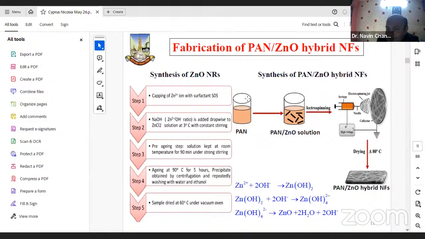After synthesizing this, we already have the PAN solution in our hand, 10% PAN solution. To that solution, we are adding zinc oxide nanorods, and the entire solution was stirred properly under ultrasonic cavitation technique for uniformity purpose. Then, keeping the solution in the syringe, once we apply the pressure, the solution gets pushed towards the needle, and it is drawn into fiber form. We dry this material at 80 degrees centigrade, and we have in our hand PAN zinc oxide hybrid nanofibers.